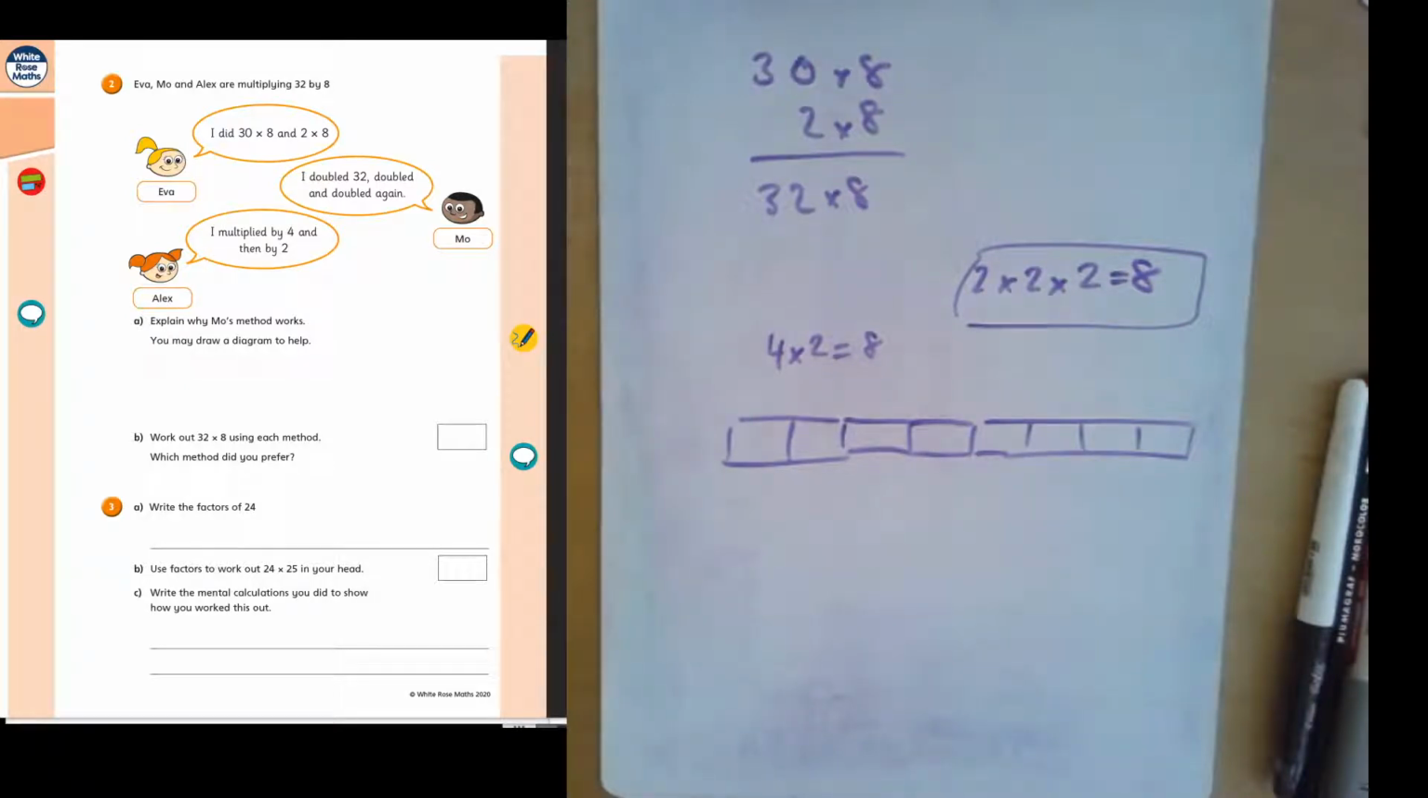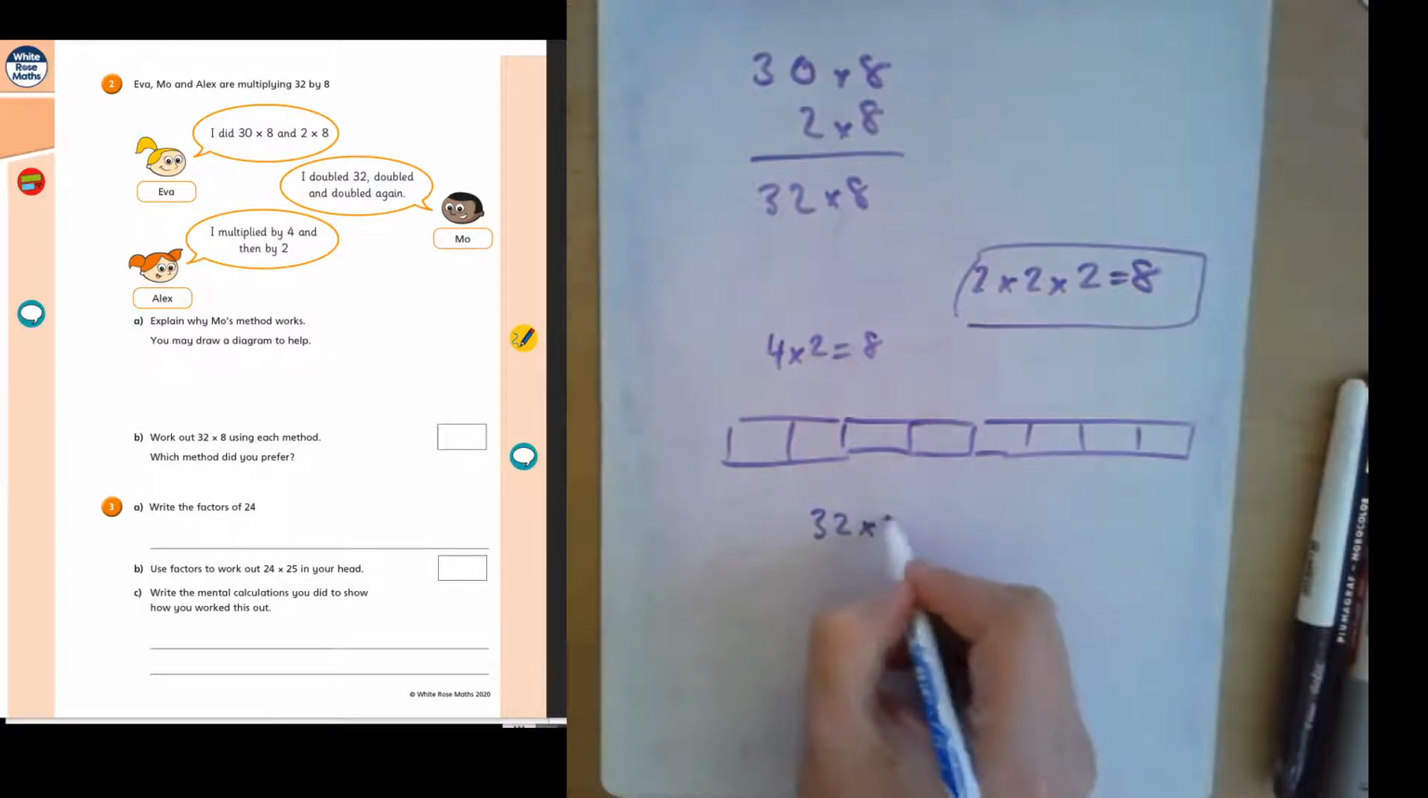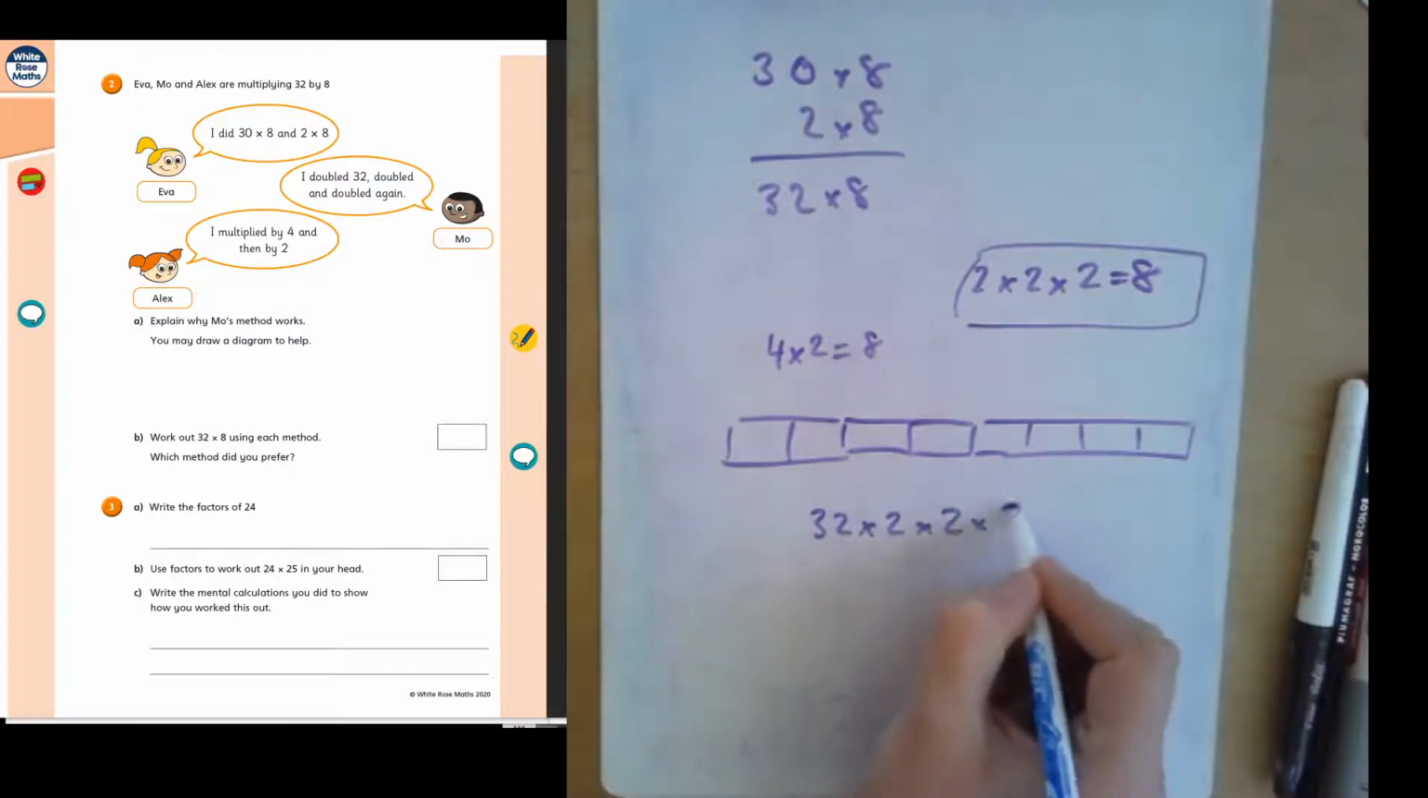Then it says work out 32 times 8 using each method. Which method did you prefer? This one is personally up to you. I'm not really sure which way you want to use, so you can use any way. I think I'm just going to do 32 times 2 times 2 times 2.